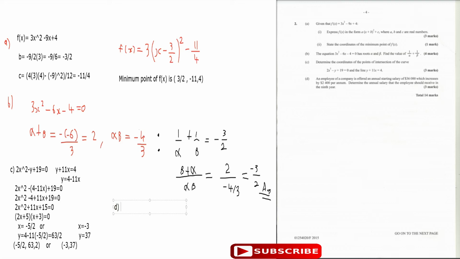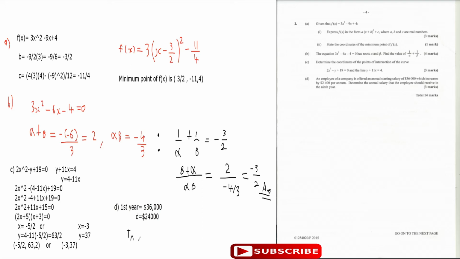In the first year, you're going to get their startup pay of $36,000. After you get the first year pay of $36,000, it increases. They're telling us that the common difference D is $2,400. How much money will the employee receive in the 9th year? To find out what they get in the 9th year, there is a formula for this.